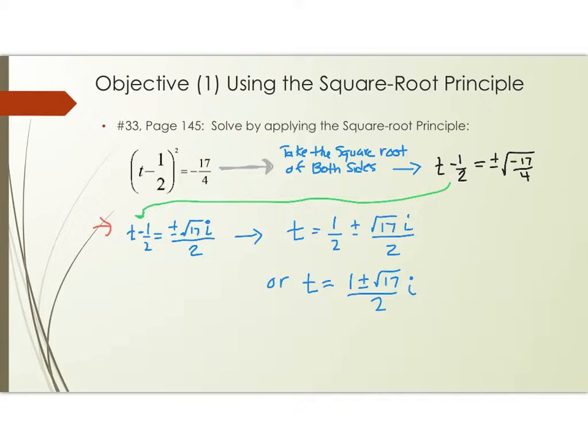Now I have t is equal to, I add 1/2 to both sides of the equation, and I get t is equal to 1/2 plus or minus √17 i divided by 2. And we can combine numerators under the same denominator, or we can have t is equal to 1/2 plus or minus √17 i over 2. So that is our final result.